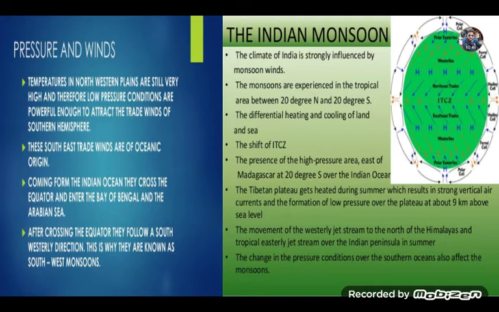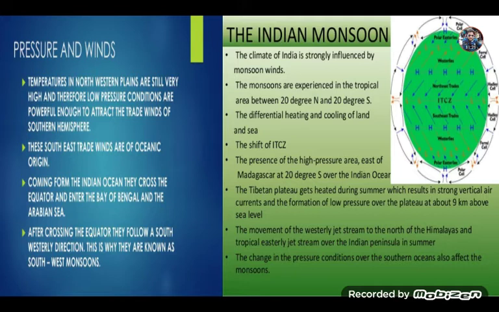Okay, and at night time we find the high pressure develop in the land areas and low pressure in the ocean. So wind blow from land to sea, which is known as land breeze. Okay, the pressure and winds. It is during the summer season we find the low pressure area created in India, in Indian subcontinental regions, and this attracted the monsoon wind towards India from the high pressure areas. See the Indian monsoon. The climate of India is strongly influenced by monsoon winds.